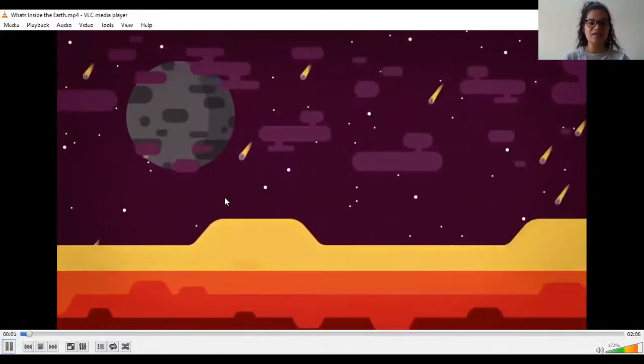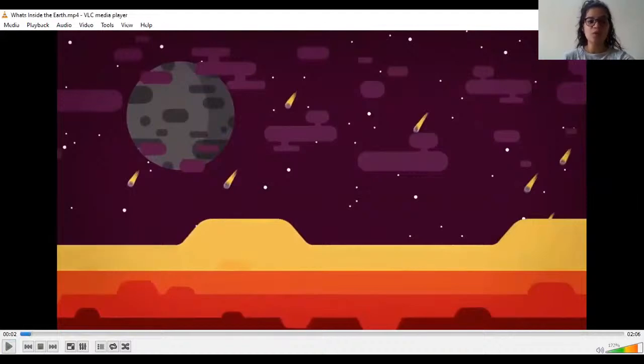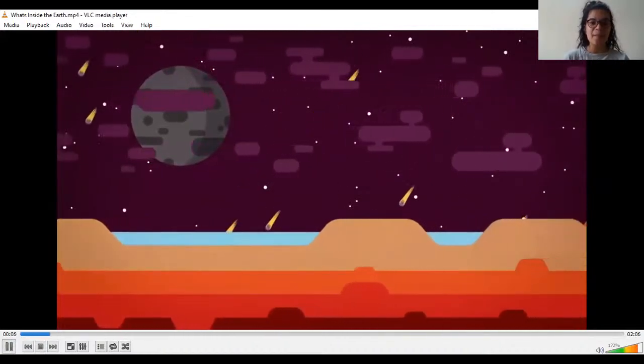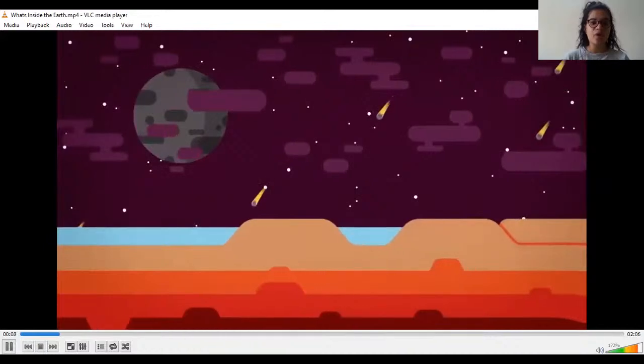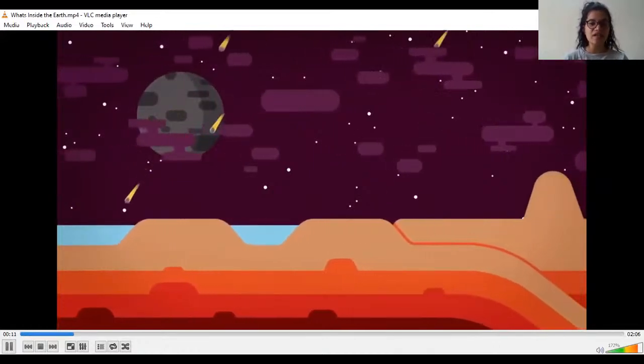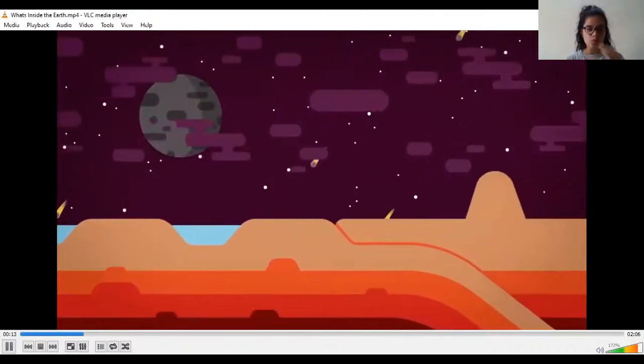Now, when Earth started cooling down, you know what happened? The surface formed a thin layer. Can you see? Water started coming up and the Earth started forming a thin layer. But inside the Earth, the rock continued to swirl, that is, move.